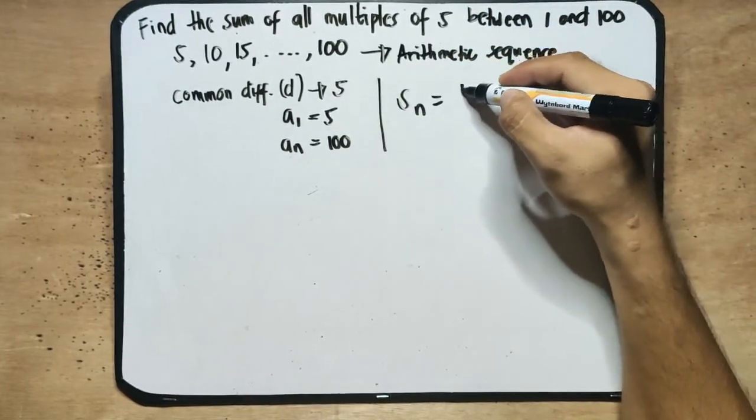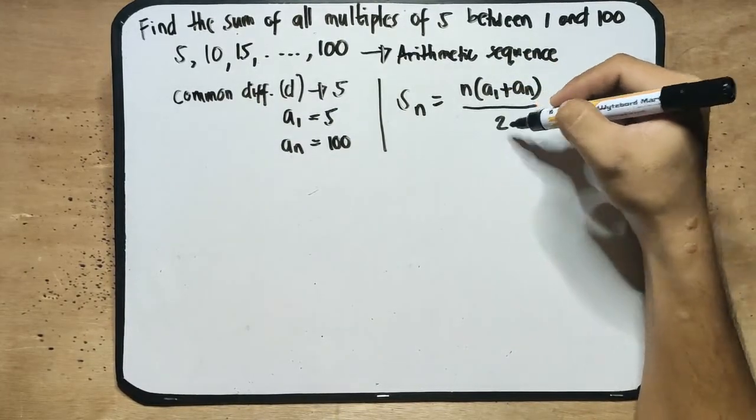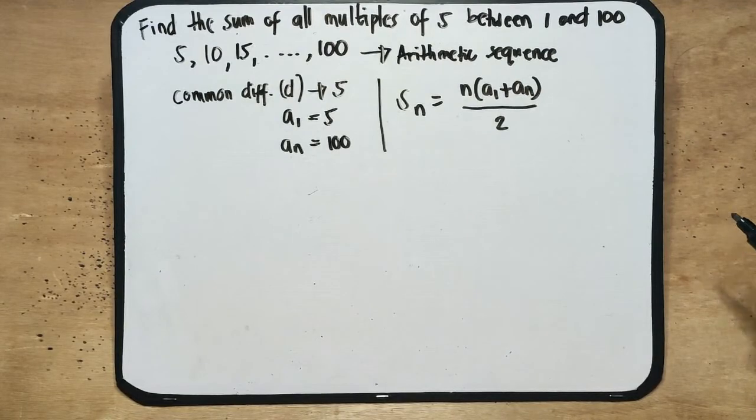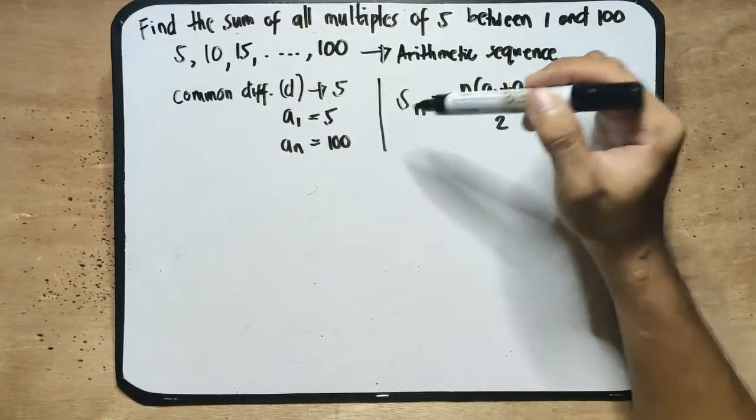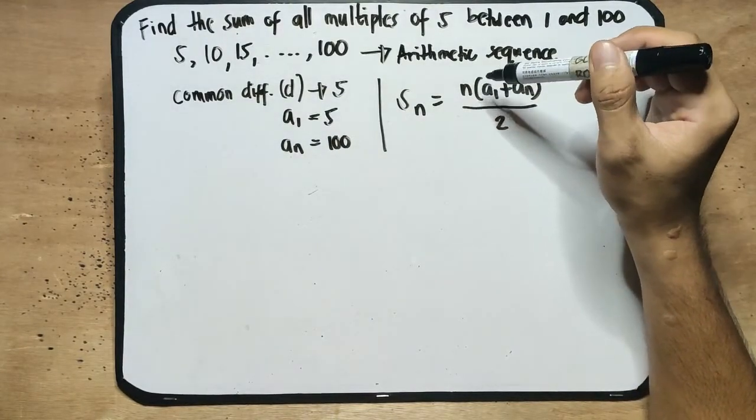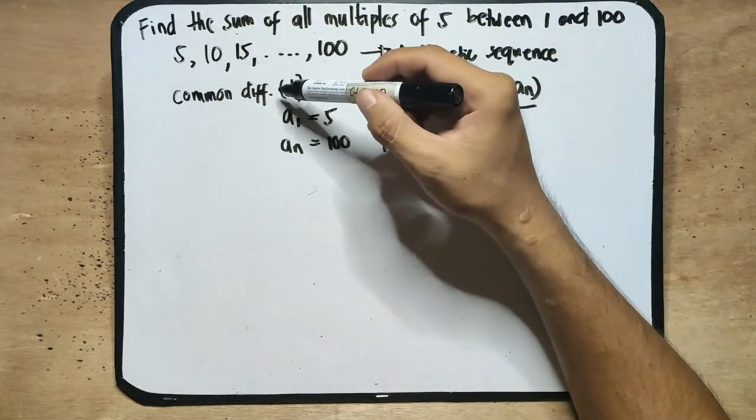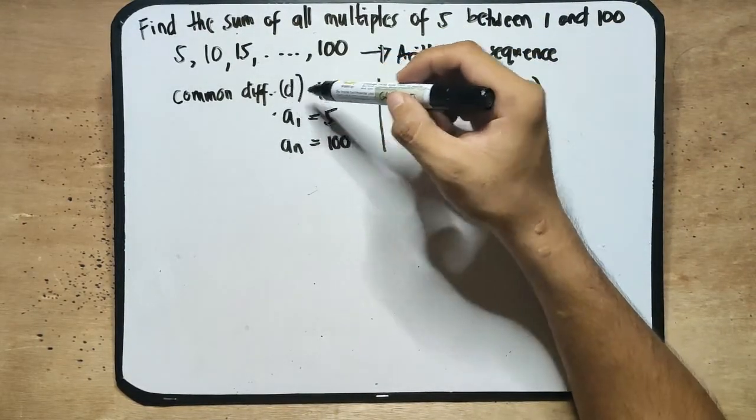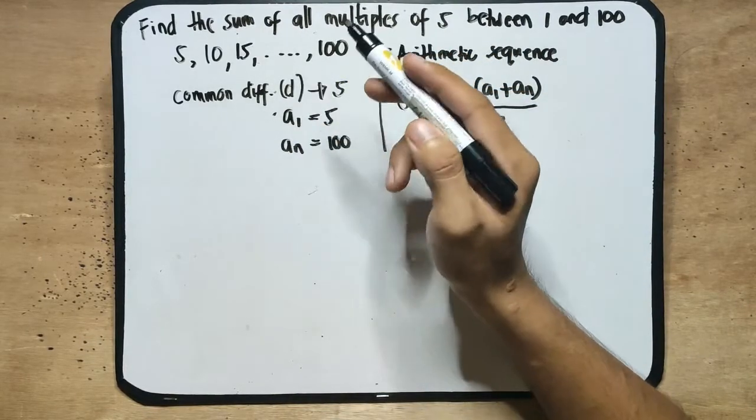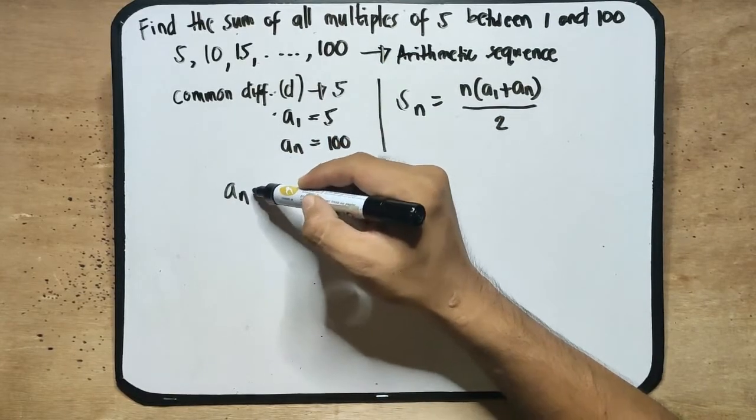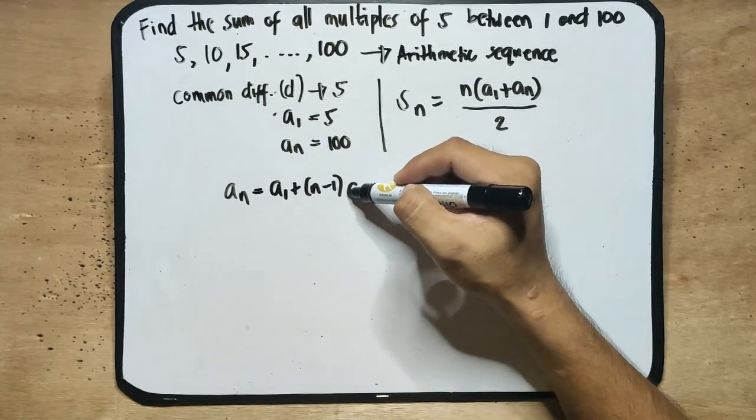S sub n is equal to n times a sub 1 plus a sub n all over 2. So, meron na tayong a sub 1, meron na tayong a sub n. Ang kulang na lang natin ay yung value ni n. Papaano hahanapin yung value ni n? Since we already have this given information, we can substitute this information doon sa general formula ng ating arithmetic sequence. So, ano yung formula niya? We have a sub n is equal to a sub 1 plus n minus 1 times d.